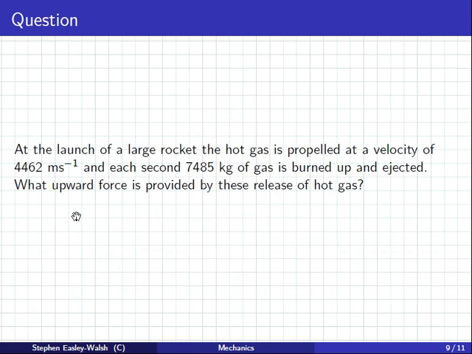So, very simple, it'll only take you a few seconds. At the launch of a large rocket, the hot gas is propelled at a velocity of 4462 meters per second. In each second, 7,485 kilograms of gas is burnt up and ejected. What upward force is provided by this release of hot gas? So, calculate the thrust, please. It should be pretty big.